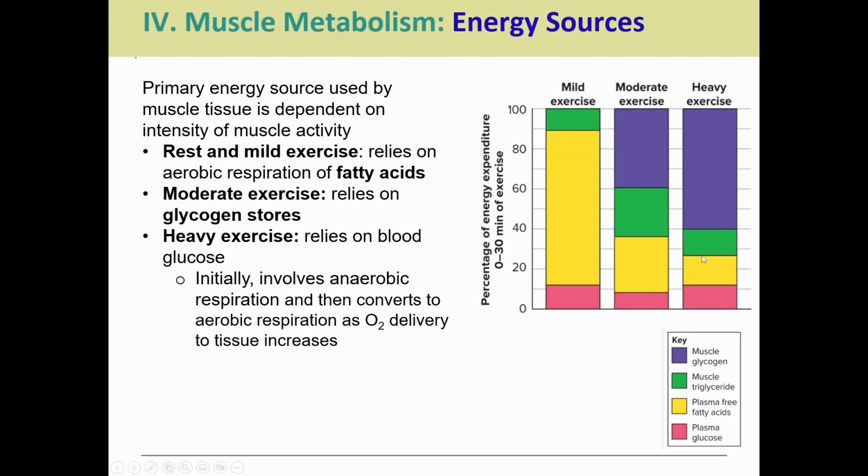We're using some triglycerides, but the big thing that you notice is the shift from mild to moderate to heavy, going from things that are free floating in the blood to things that we have stored in the muscle. So blood source first is almost 90%. Then we see it drop down to about 36%, then under 30%. That is going to be things we find in the bloodstream versus things we find in the muscle.